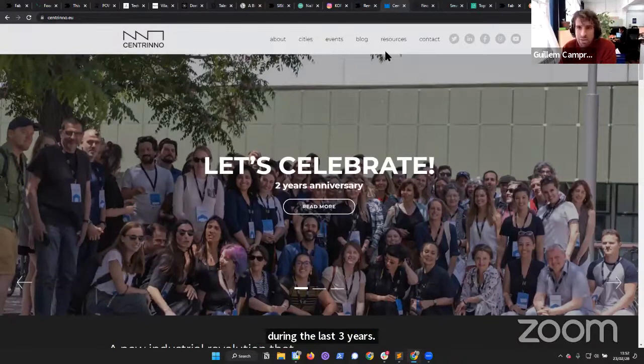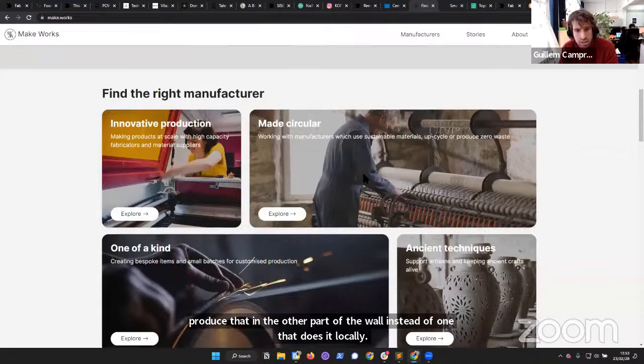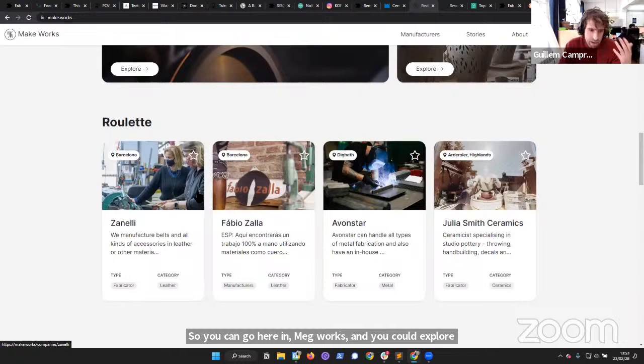In Makeworks, we built a database of local manufacturers. So it doesn't happen anymore that when you want to make something, you type it on Google, and because of SEO, you end up finding a company that produces that in the other part of the world instead of one that does it locally. You can go here in Makeworks and explore manufacturers from different regions all over the world, some established for many years, some very new, that have this approach of making in the local context in many different fields.